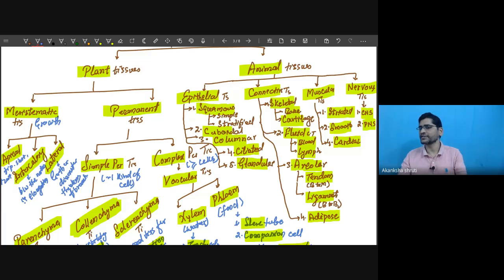Adipose tissues are just below the skin and after the muscle, so that excess fat which is generated in our body, if we are eating excess food, gets stored there. That is adipose tissue, meaning fat storing tissue.